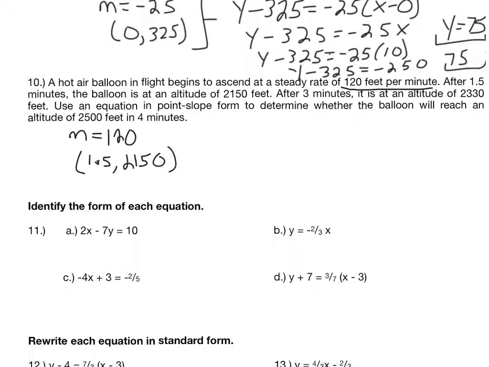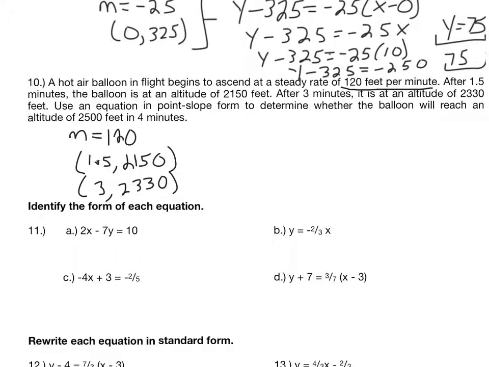And if we keep reading this, it says after 3 minutes, it is at an altitude of 2,330 feet, another ordered pair. So that would be 3 minutes, 2,330. Okay. Use an equation in point slope form to determine whether the balloon will reach an altitude of 2,500 feet in 4 minutes. We already have our slope. We don't need to find it. And we could just choose any one of these points. I'll go ahead and choose the first one.